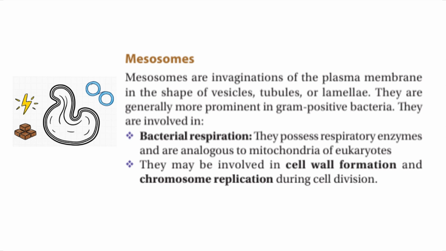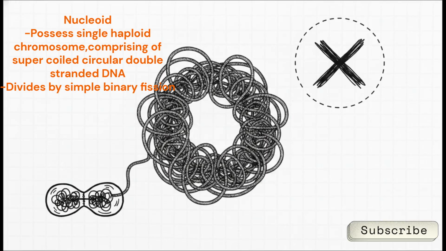Next up are the mesosomes. These are basically vesicular invaginations of the plasma membrane, and you'll mostly see them in gram-positive bacteria. But what do they actually do? Just drop the RCC acronym to quickly lock in their functions. R for respiration, they hold respiratory enzymes, essentially acting as a substitute for mitochondria. C for cell wall formation, and the second C is for chromosome replication during cell division. RCC. Boom. Done. And finally, sitting right in the middle of all this cytoplasm is the genetic material.